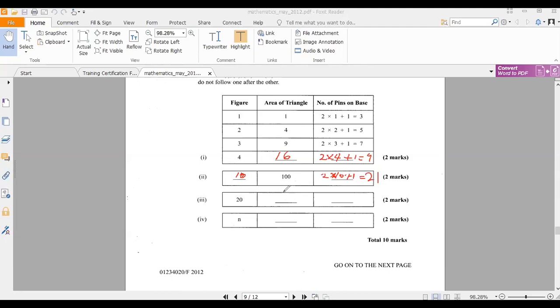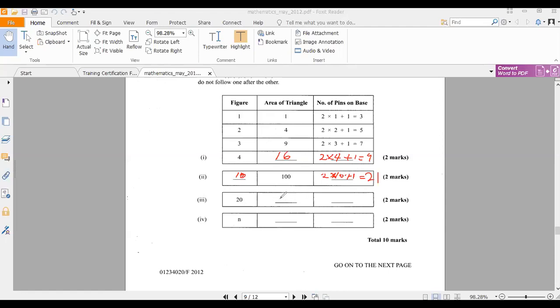Then this is 10. So is that 16 supposed to be there or 15? In the area of the triangle, 16 must go there. 4 square will give you, what is 4 square? All right, because everything here goes by square. 1 square gives me 1, 2 square gives me 4, 3 square gives me what? 9. Okay.